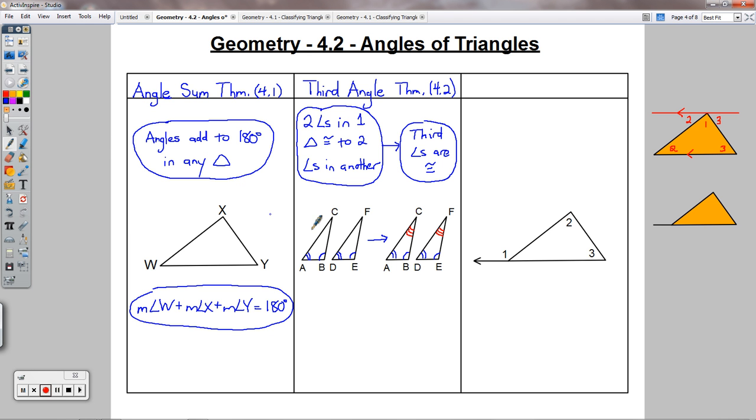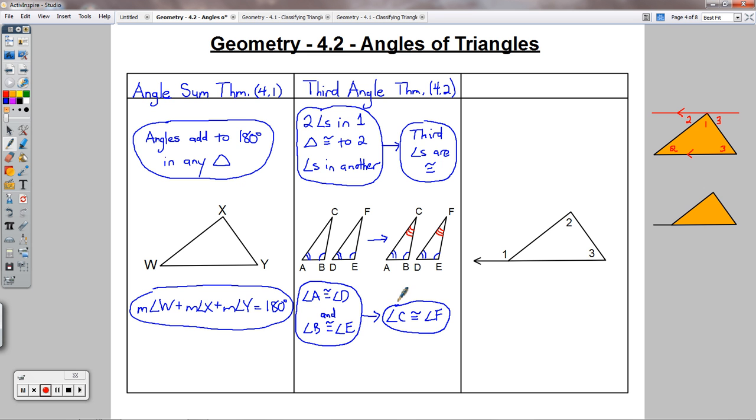If we write that out, with this particular example, angle A is congruent to angle D, and we can also see that angle B is congruent to angle E. Those two pairs of angles being congruent implies that the third angles are also congruent. That angle C is also going to be congruent to angle F.